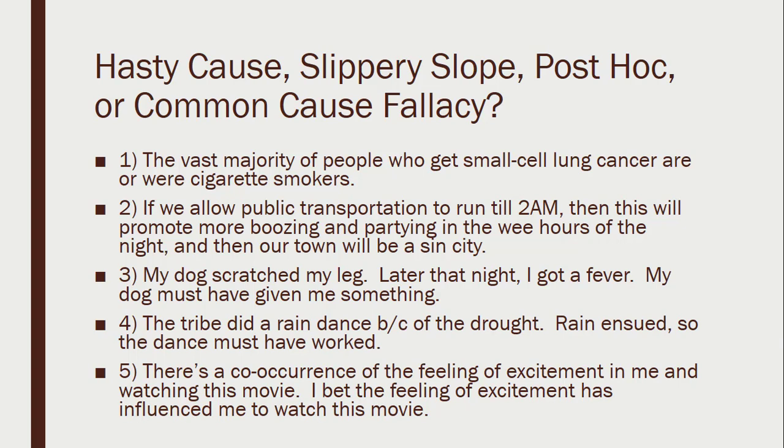What we see here is that this could be read as being one of correlation. There's a correlation between a vast majority of people who get small cell lung cancer and who were cigarette smokers. So in order to try to make a causal claim here, which is kind of implicit within this argument, or a kind of unstated conclusion, is that cigarette smoking causes small cell lung cancer. Well, this is a hasty cause fallacy, right? Because much more needs to be done to establish the causal conclusion that smoking causes lung cancer. All that's been established here is merely correlation.